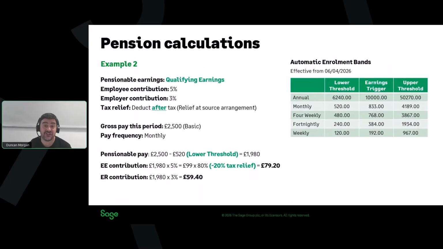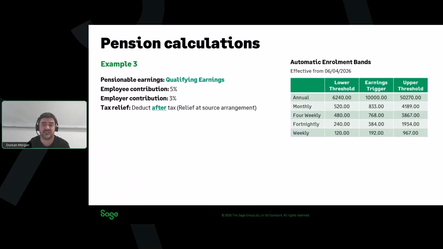So I will move on to the next example. So we're actually going to use the same pension scheme for this example. So it's a scheme using qualifying earnings. The employee is contributing 5% and the employer is putting in 3%. It's deducted after tax, so a relief at source arrangement. But this time we're dealing with a weekly paid employee, and their total gross pay this period is £1,040, which is made up of £540 of basic plus £500 commission.